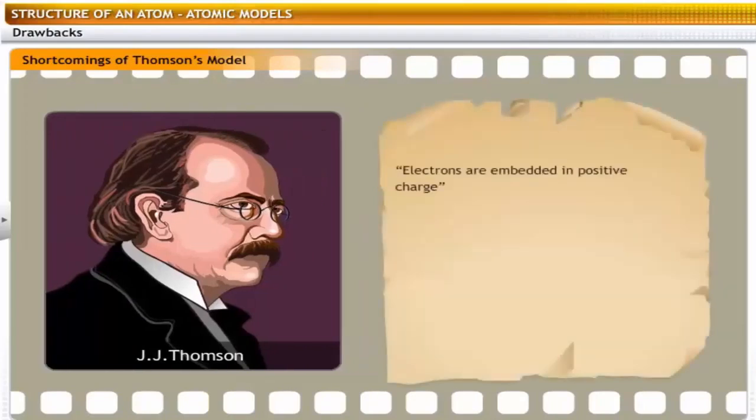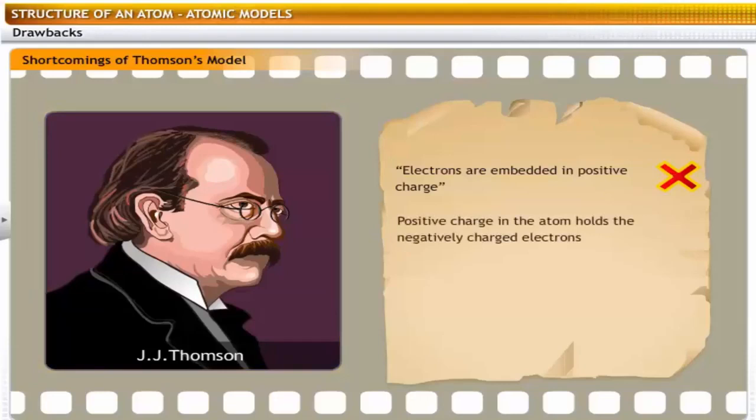Thomson had said that the electrons were embedded in a sphere of positive charge. This turned out to be incorrect. Thomson had explained that the positive charge spread through the atom held the negatively charged electrons due to electrical forces. This assumption failed to explain many experimental observations made by other scientists.